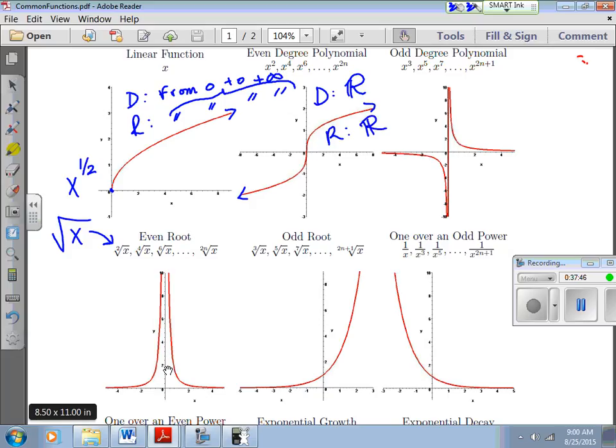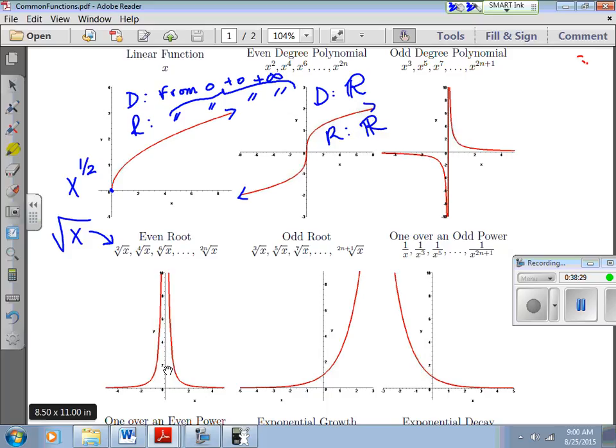All right. How about for the next one, an odd degree polynomial? That's an x to the third, x to the fifth, x to the seventh power. What do you think the domain is? Is the domain all real? DeAndre, what are you thinking? I know you're hesitant to say it's all reals because something's messing it up. At 0, something is messing it up, isn't it?